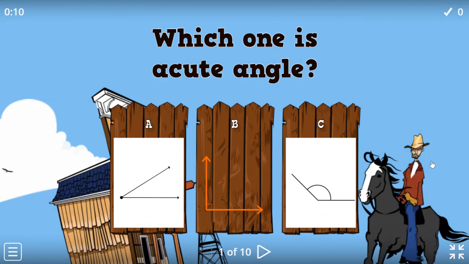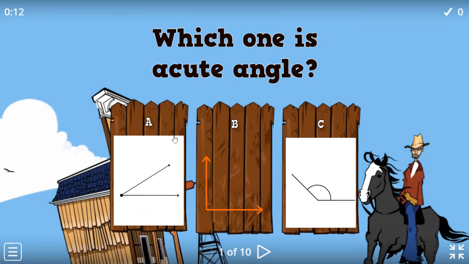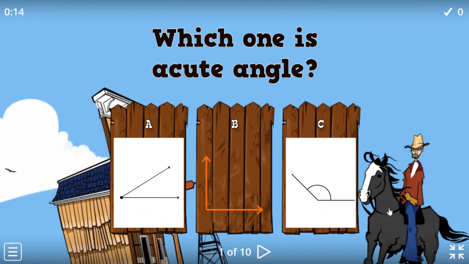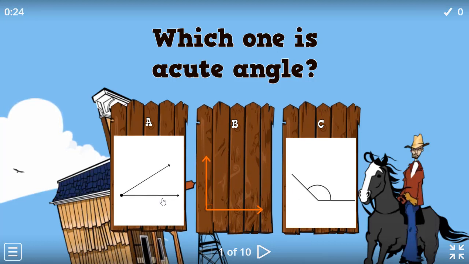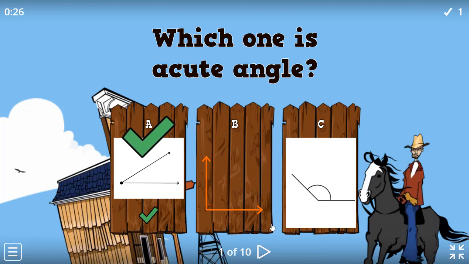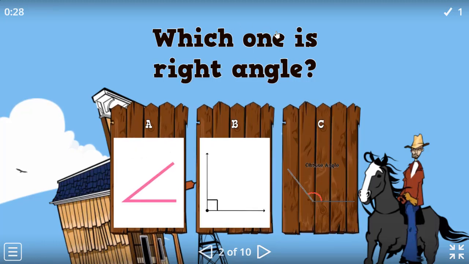So tell teacher which one is acute angle, A, B, or C. Remember that acute angle is smaller than right angle, so we can eliminate B and C. So the answer here is A. Next, which one is the right angle?